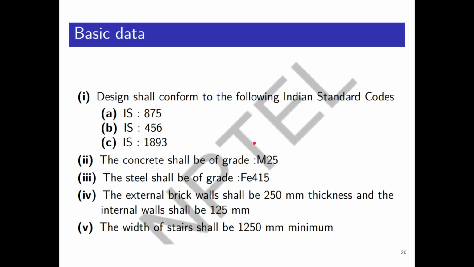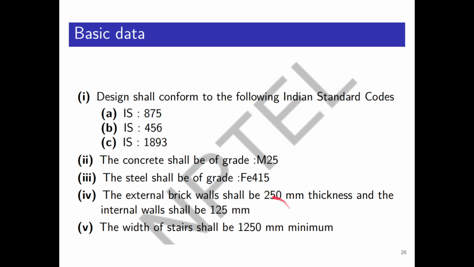and these are the various views of it. Okay, so for this we will be needing some basic data. So we will assume some basic data, and for design we have to follow three codes basically. IS 456 is basically for the reinforced concrete design. IS 875 is used basically to find out the loads acting. And IS 1893 is basically for the earthquake design.